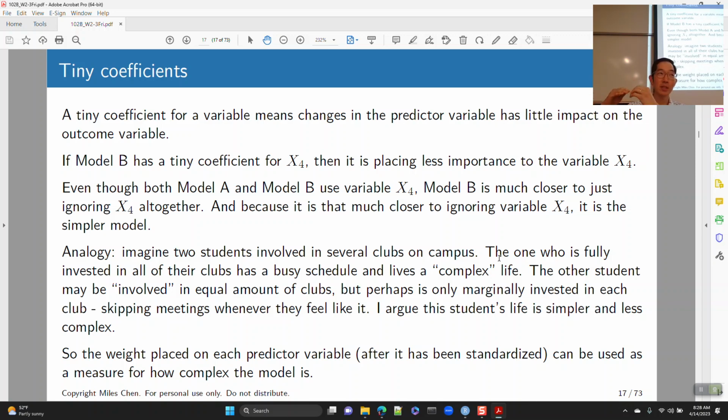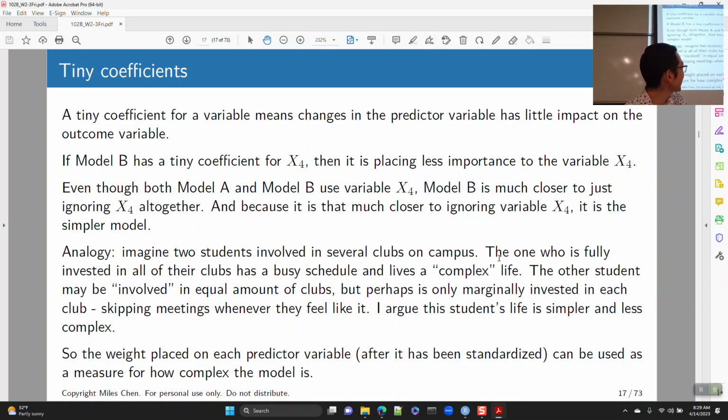What model B is saying is that if X4 goes up 10 points, I'm only going to adjust by 0.1, all right? Versus model A, if X4 goes up 10 points, then we have to adjust our prediction by 10 points as well, okay? So even though model A and model B both use variable X4 as part of refining their predictions, model B is much closer to just ignoring the X4 variable altogether. And I argue that because it's closer to just ignoring it, it's the simpler model, okay?